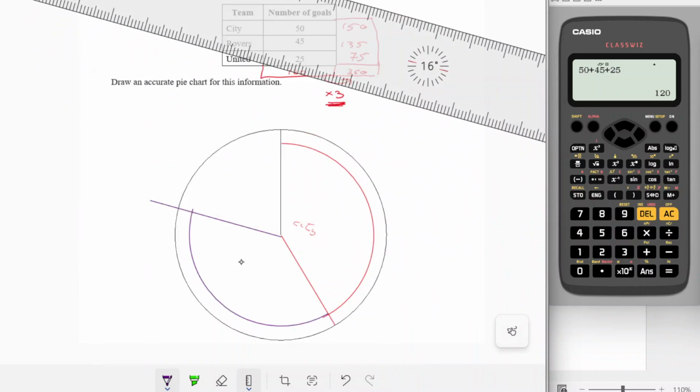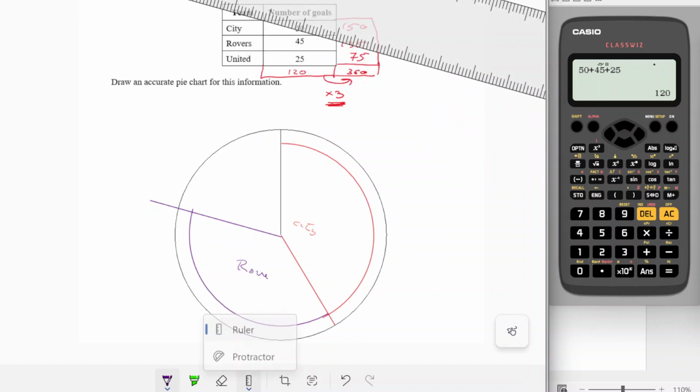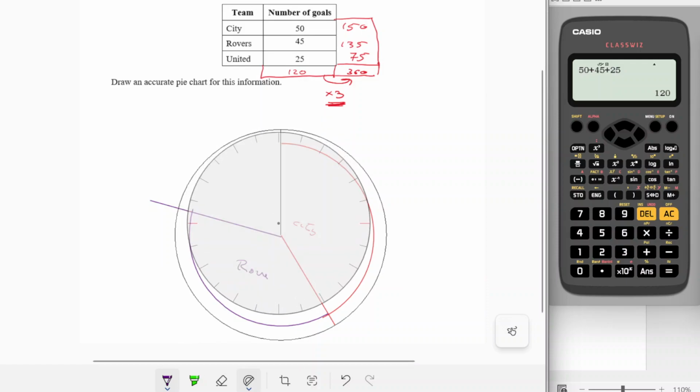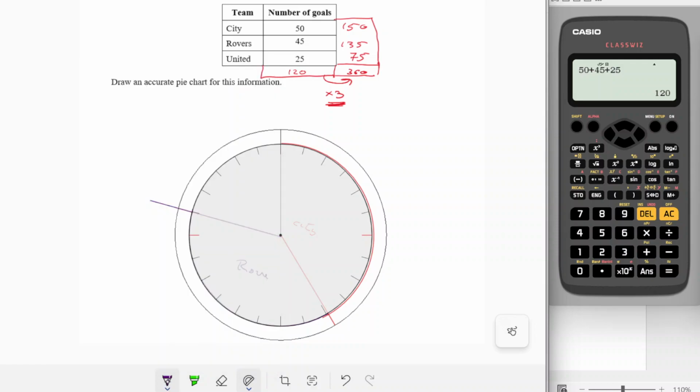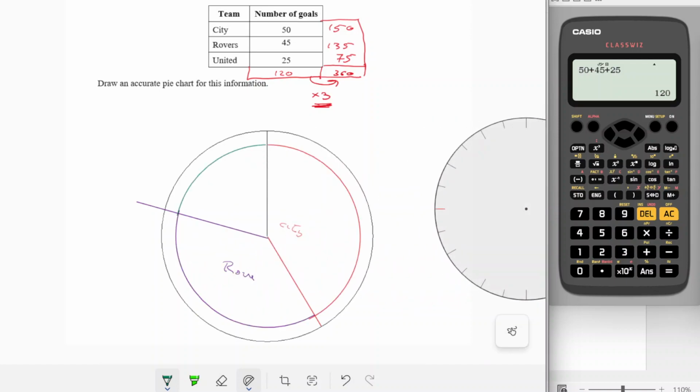Label that rover. And then assuming I've drawn that line, my final is 75. Let's just see what it measures at the moment. See how accurate I've drawn it. Yeah, we're pretty close. So that final section then was united. And there we go. Don't need to show the angles on the pie chart because I've shown them in the table above. So that would work absolutely fine for that.